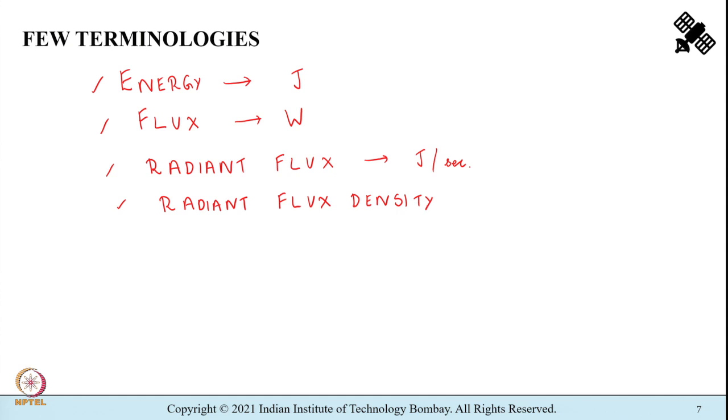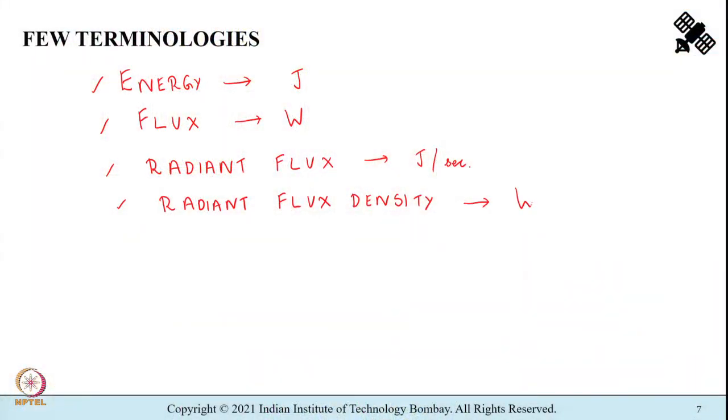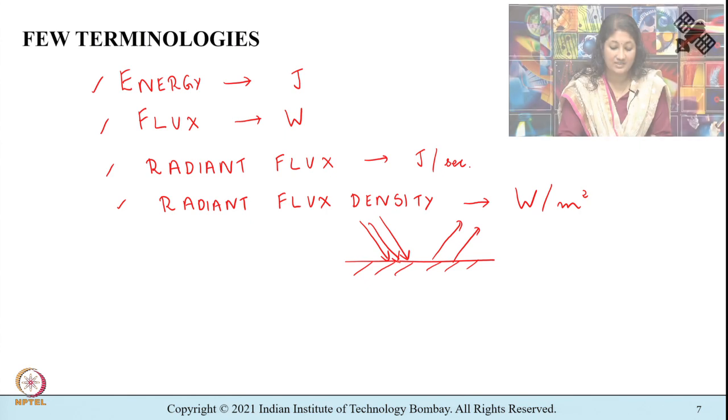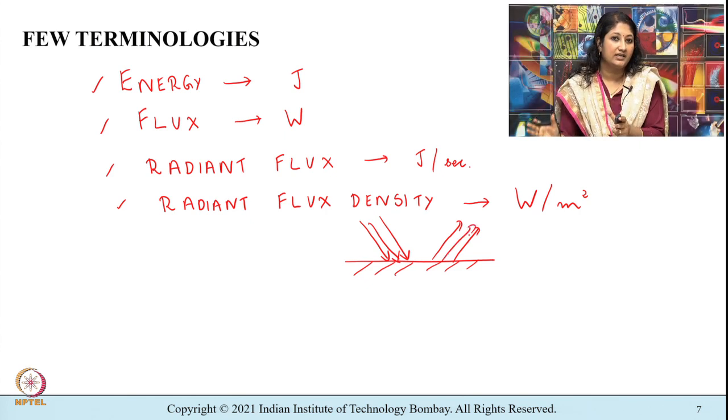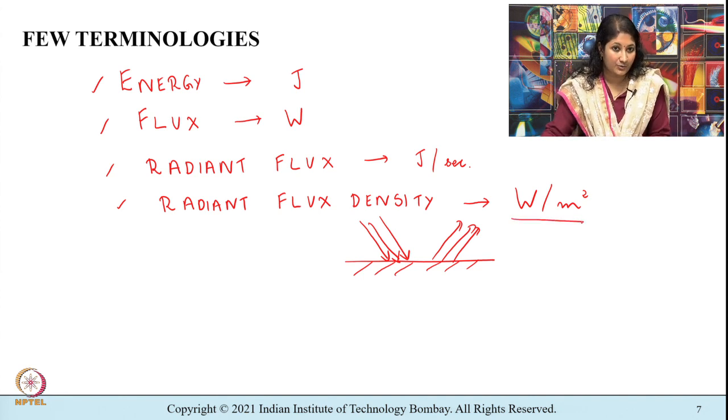As the name suggests, it is the magnitude of radiant flux that is incident upon, or conversely, that is emitted by a surface of unit area, measured in watts per meter square. So let me explain again. Imagine this is the earth's surface. We have incident energy and we have energy that is getting redirected. So the magnitude of radiant flux that is incident upon, or conversely, which is emitted by a surface of unit area, is termed as radiant flux density, and it is measured in watts per meter square.